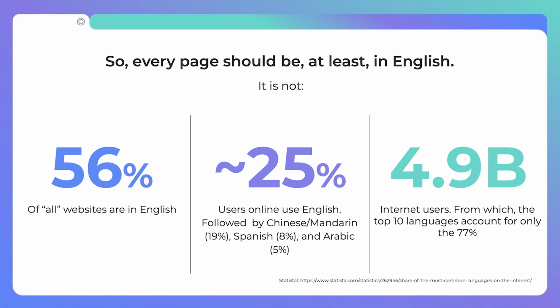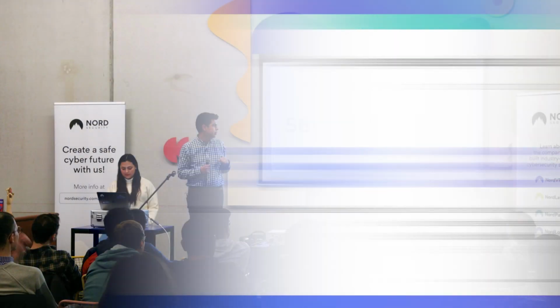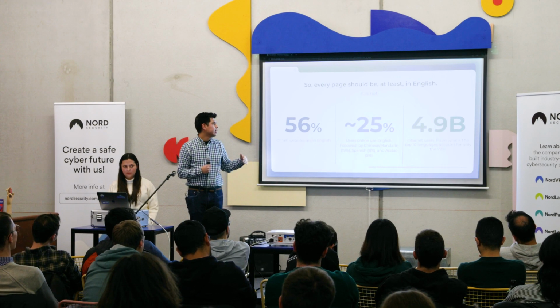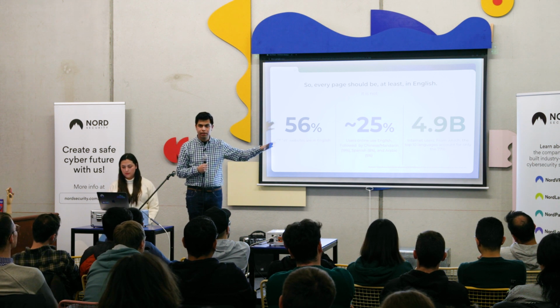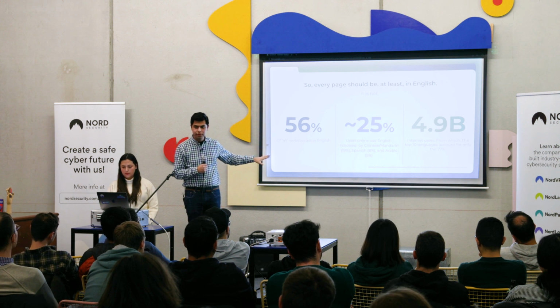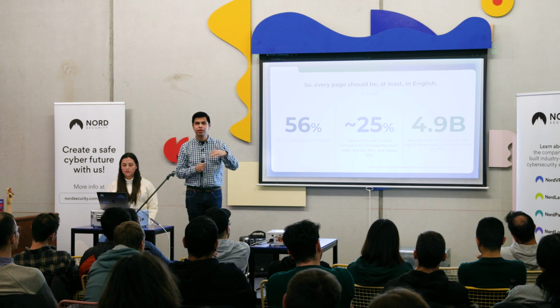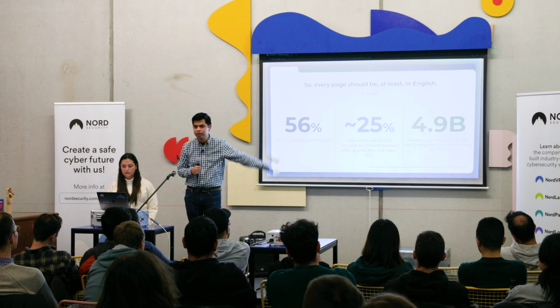So according to some statistics, 56% of all websites, I put all in quotes because you cannot really measure everything that is on the internet, but roughly for some million websites, 56% of the websites are in English, but that only reaches 25% of the users online. 25% of the users online use English, then Chinese Mandarin 90%, Spanish 8%, and Arabic 5%. Of all the users online, which are roughly 4.9 billion, the top 10 languages only account for 77%. So the rest, 23%, is from all the other languages in the world.